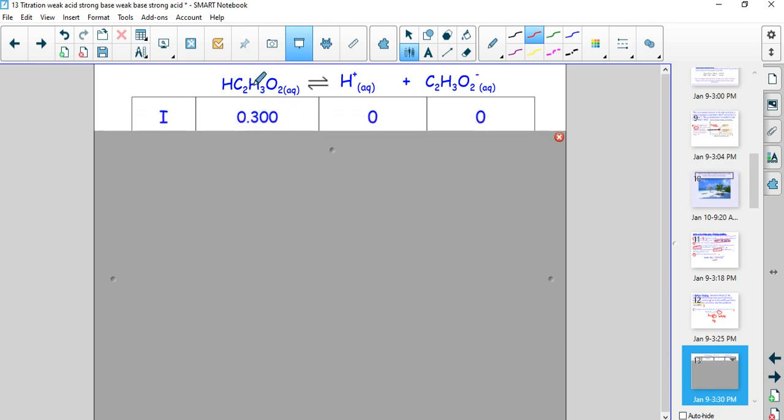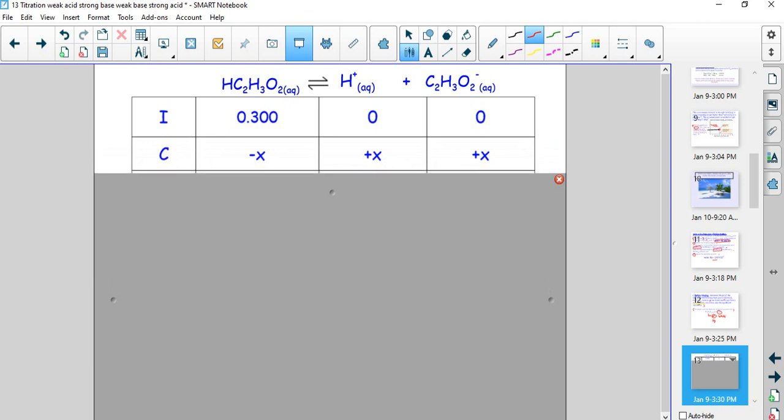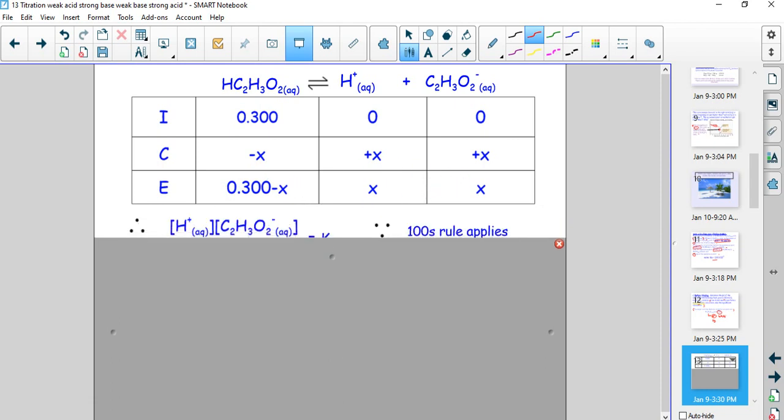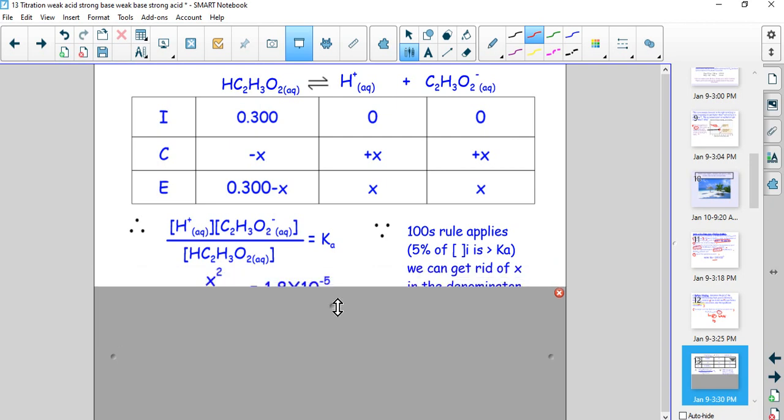Here's your ice table. We have a concentration of acetic acid, and 0 for our products, our ions, at time 0. Then they change in proportion to the stoichiometric coefficients, which is 1, 1, 1, so it's just negative x, positive x, positive x. Hopefully you're used to that. Then we add I and C, and we write E. Now our Ka expression will look like this, and we can now plug in expressions.